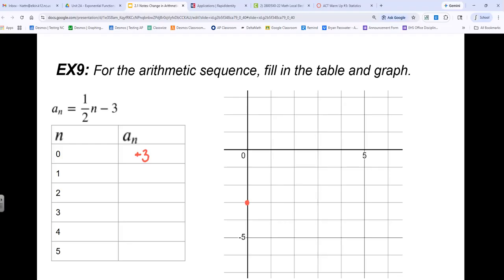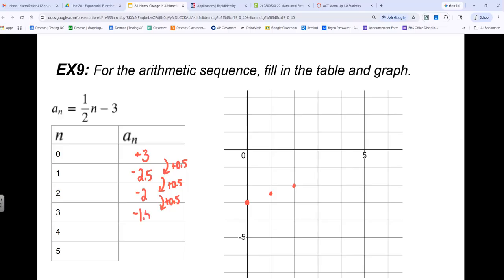If I plug in 1, I get 1/2 minus 3, which will give me -2.5. So I've got the point 1, -2.5. If I plug in 2, 1/2 times 2 is 1. Subtract 3, I'll get -2. You can kind of, here, instead of plugging in numbers now, start to see your pattern, right? Because I see that, like, oh, this is just going down 0.5. I'm sorry, it's actually up because these are negative numbers. This is up 0.5. So you could just continue with that pattern, right?